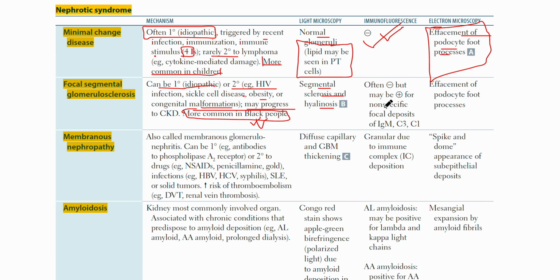And then immunofluorescence is often negative but may be positive for non-specific focal deposits as in IgM and C3 and C1, right? There is also effacement of podocyte foot processes in focal segmental glomerulosclerosis.